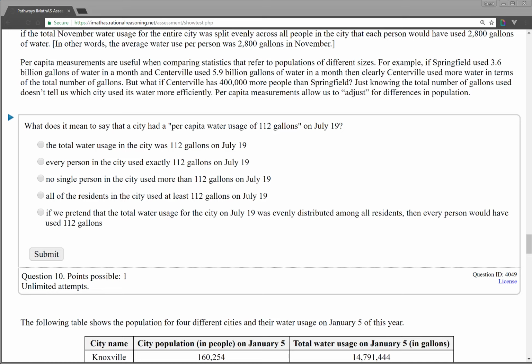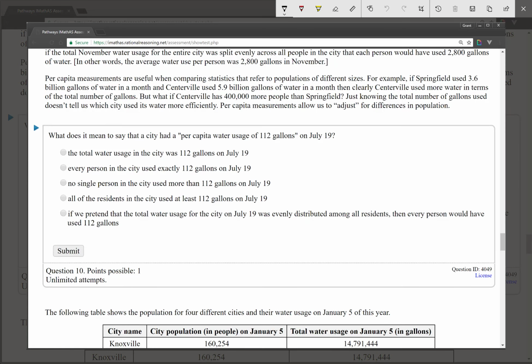What does it mean to say that a city had a per capita water usage of 112 gallons on July 19th? So if we're looking at per capita water usage of 112 gallons, this means we're looking at a water usage of 112 gallons per person, roughly. But this doesn't mean that every person in the city used exactly 112 gallons of water on July 19th. That would actually be kind of weird.